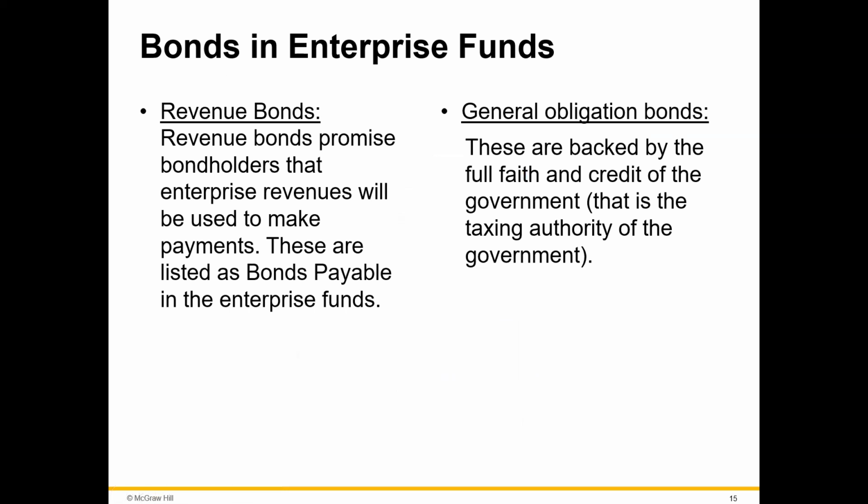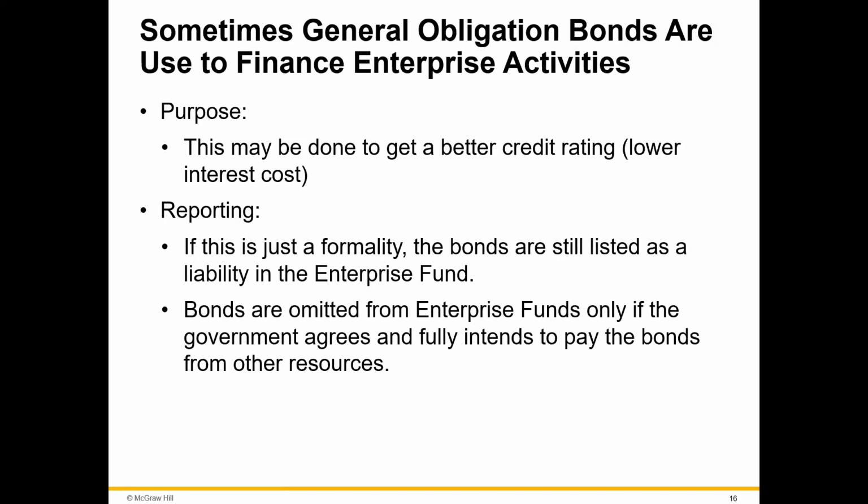Bonds and enterprise funds. Revenue bonds promise bondholders that enterprise revenues will be used to make payments. These are listed as bonds payable in the enterprise funds. Others are backed by the full faith and credit of the government, that is, the taxing authority of the government. Some bonds can be issued without voter approval. And like revenue bonds, they can be issued without having to go out to us, the voters. Some are not.